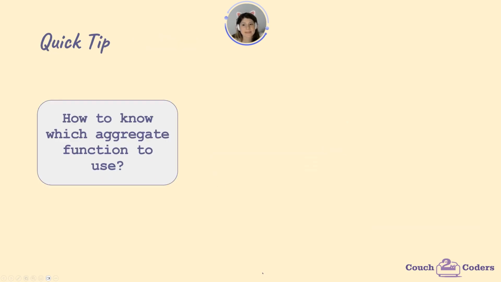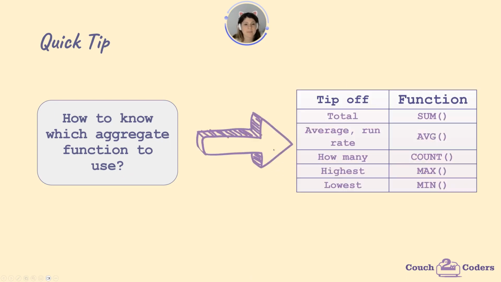Another quick tip before we wrap up this lesson is how to know which aggregate function to use. So this is what I'm going to call your tip-off. When you see it in a question, in a business statement, whatever it is, this is where your mind should first go to. If I see something that says total, probably going to think sum. If I see average, run rate, some central tendency, I'm going to think average. How many? Count. Highest, max, lowest, min.